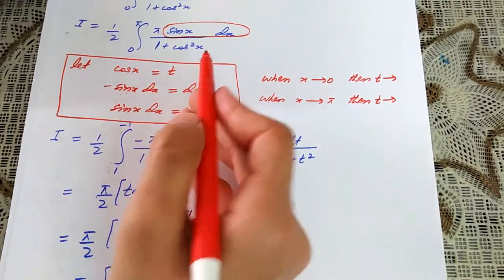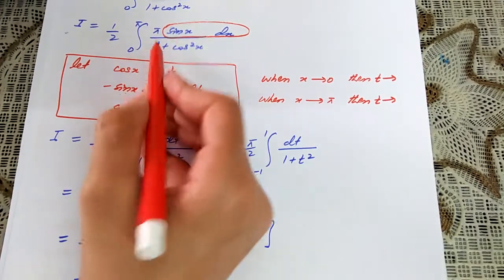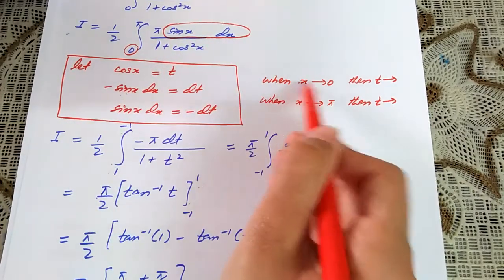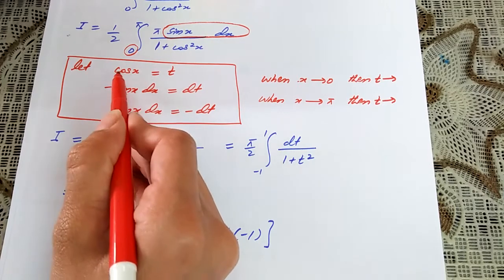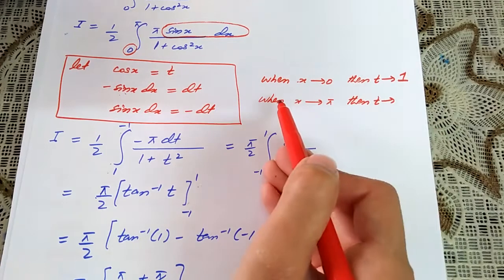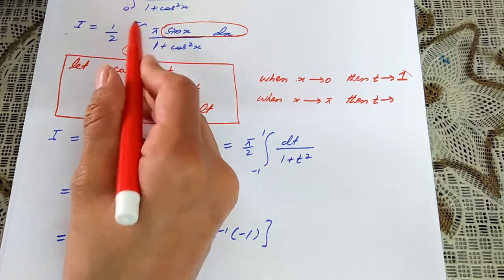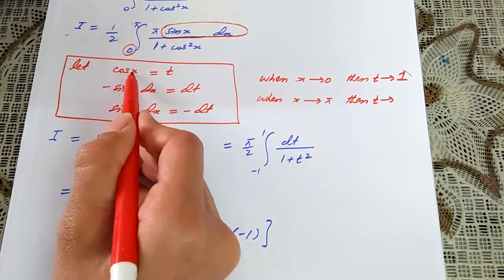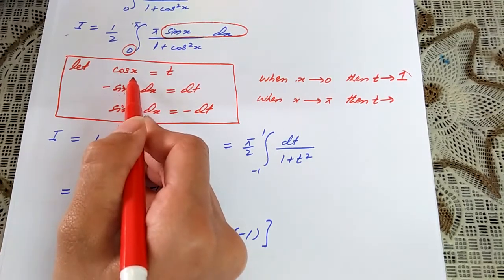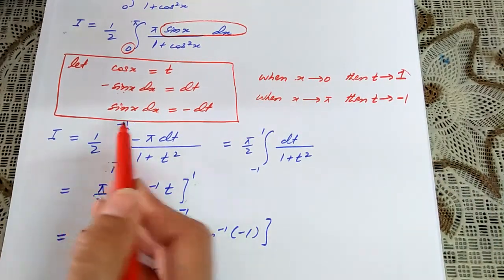Now, since we are changing the variable, we need to change our limits of integration as well. We know that the lower and upper limits are on the x variable. When x approaches 0, cos of 0 gives us 1, so t approaches 1. My lower limit will be 1. When x approaches pi, I get cos pi, which gives us negative 1. So t approaches negative 1, and my upper limit is negative 1.